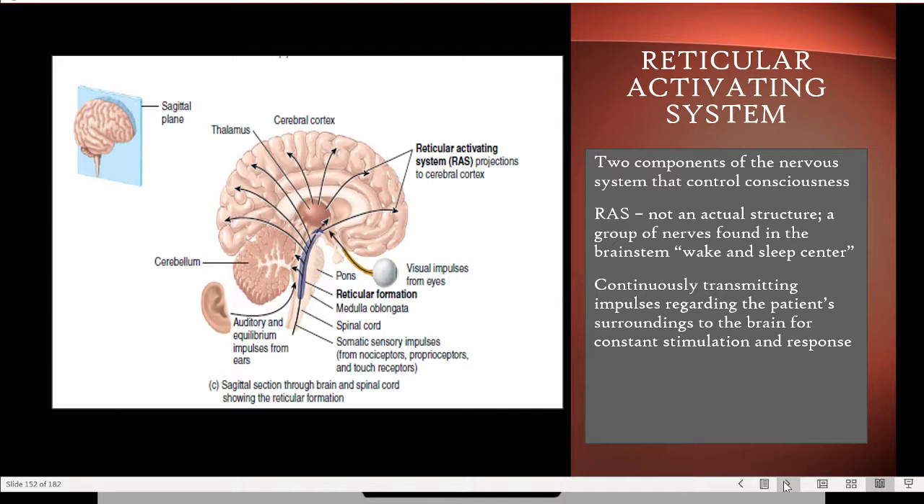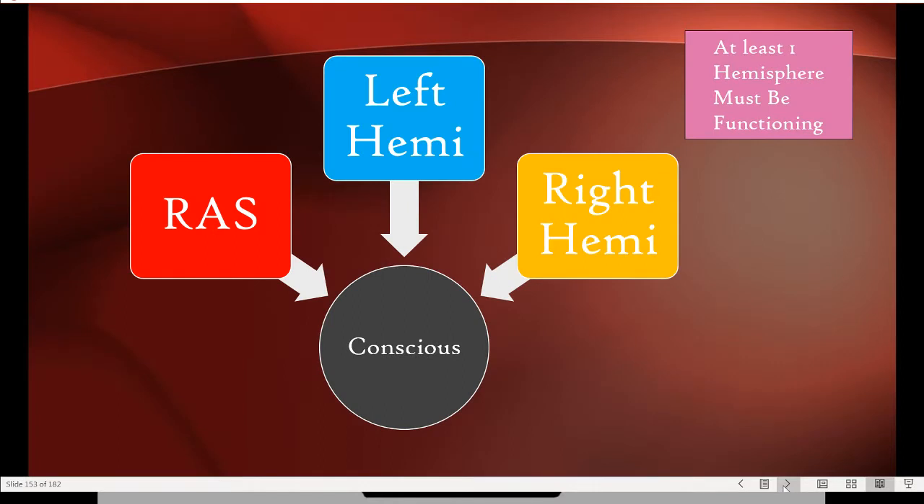The reticular activating system, excuse me. So what we wanted to remember here is that it is a means of determining consciousness, and I wanted you guys to remember at least one hemisphere must be functioning in order to be conscious per the definition of the RAS.